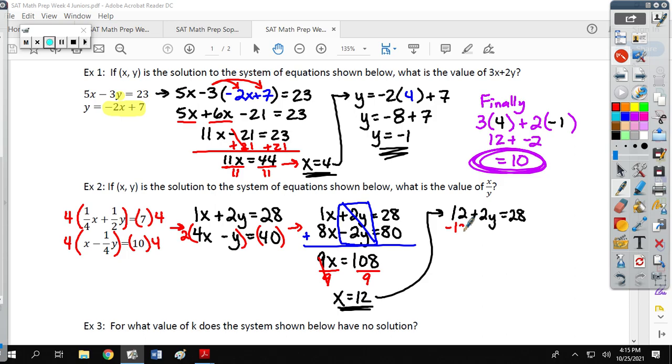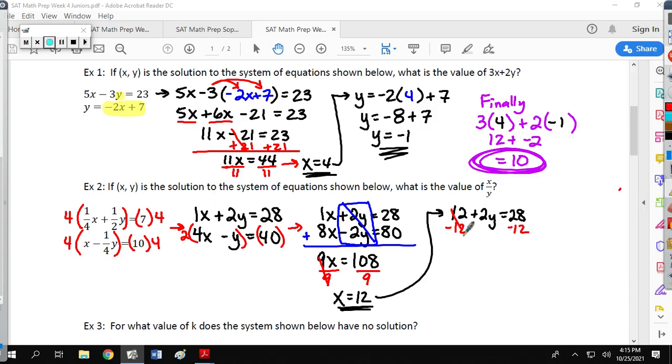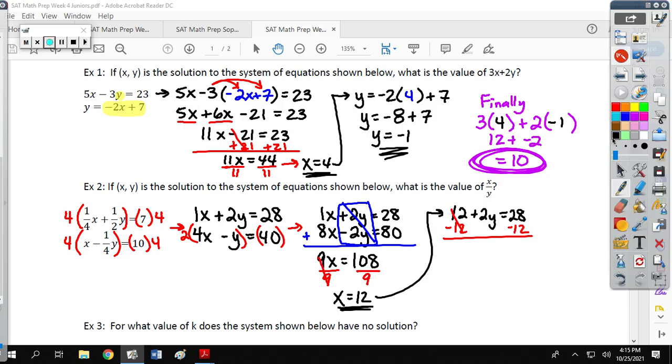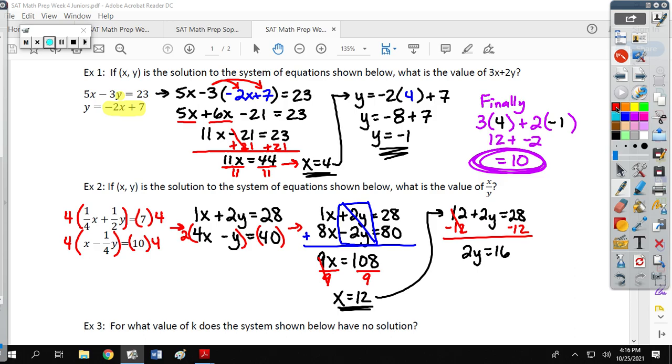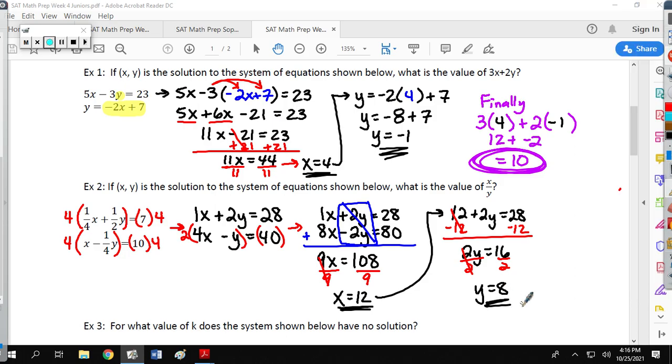And then we solve that equation. So we would subtract 12 from each side, which would give us 2y equals 16. And then we would divide by 2, which would give us y equals 8. Now again, if this were an algebra problem, we'd write the ordered pair 12, 8, and we would be done. But that is not what's happening here.